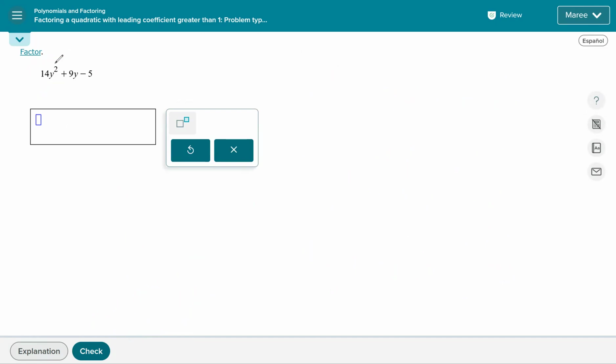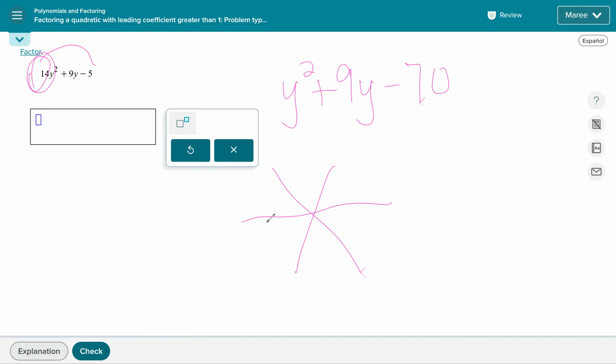So I don't see a common factor, so I'm going to do the same thing where I do y squared plus 9y minus, and then do 14 times 5. I feel like we just did that. 14 times 5 is 70. I did that in a different video recently. Circle that 14 so I don't forget. Now I've seen this done like this. Boom. And you put the 14 right here.